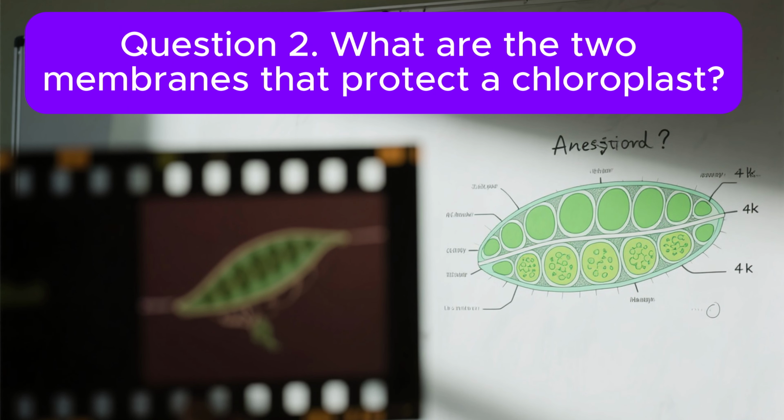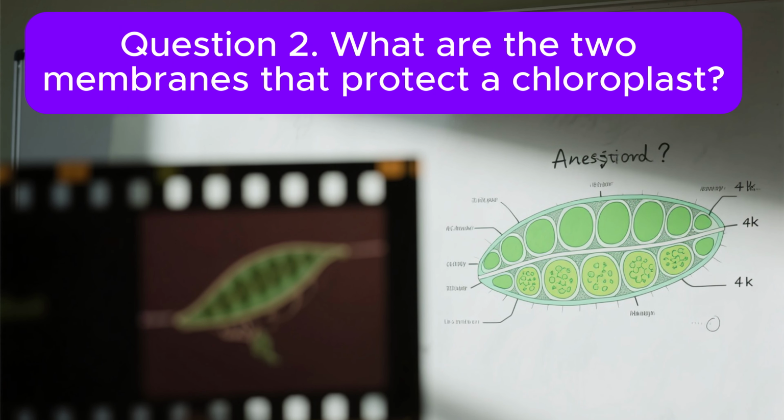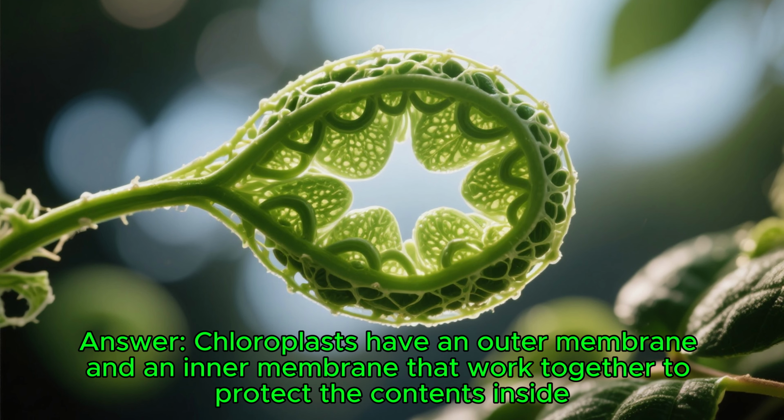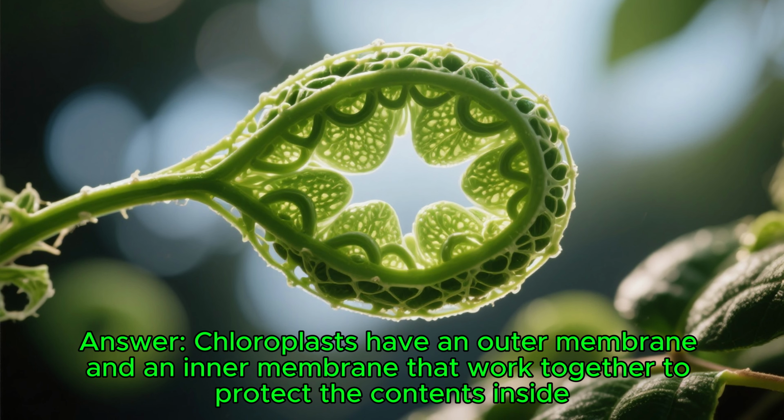Question 2. What are the two membranes that protect a chloroplast? Answer. Chloroplasts have an outer membrane and an inner membrane that work together to protect the contents inside.